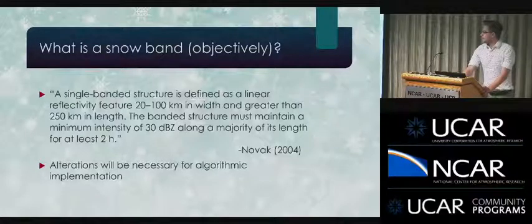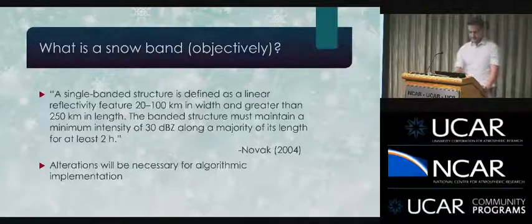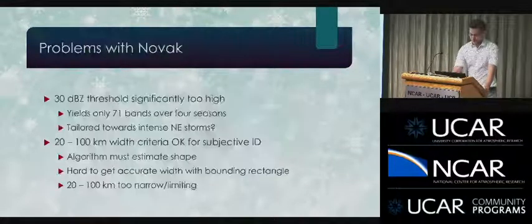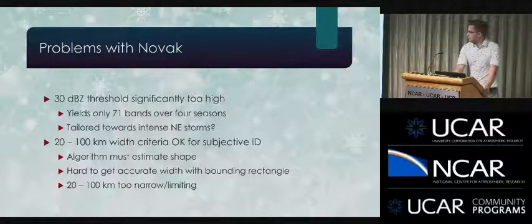So what is a snowband objectively, at least in a way that we can implement into a coding algorithm? We can start with Novak's definition that I showed on the previous slide, which is 20 to 100 kilometers in width, 250 kilometers in length, and a 30 dBz minimum intensity. It seems like that should be pretty easy to implement objectively, but there are a few alterations that we had to make before we could actually implement it, because there are a couple problems with this.